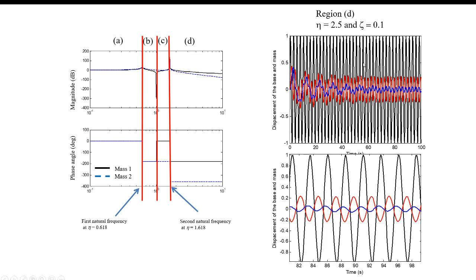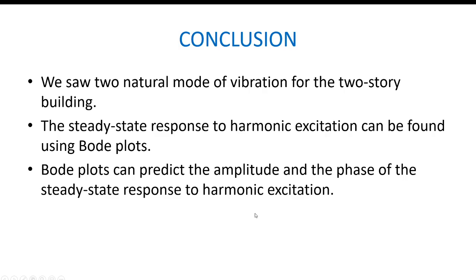D, this is when it's far out. You can see clearly when the base goes to the right, mass 1 goes to the left, and mass 2 is nearly in phase with the base. When you can actually see it, it's quite dramatic.